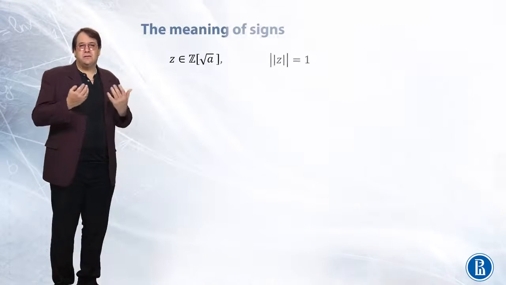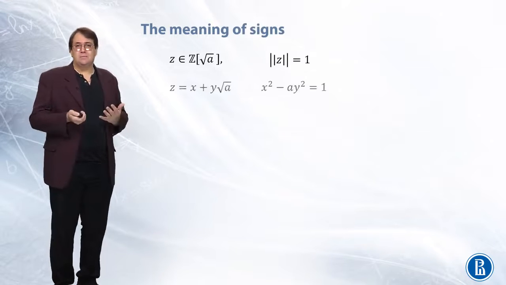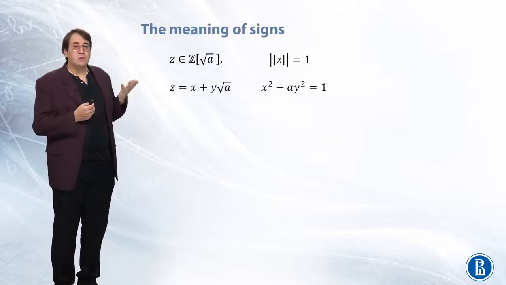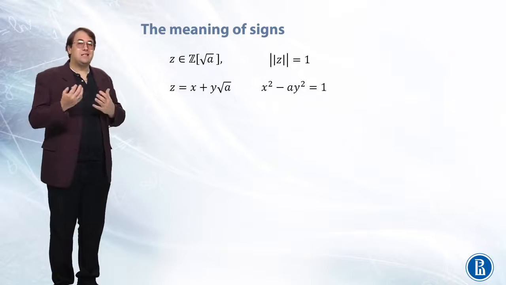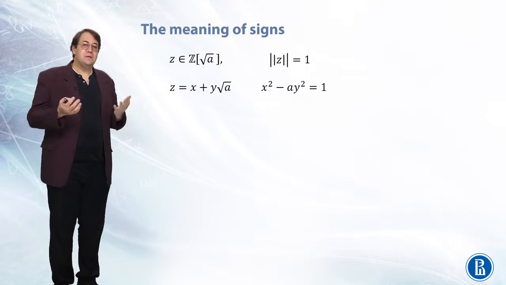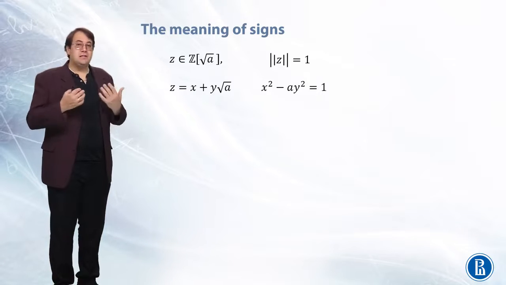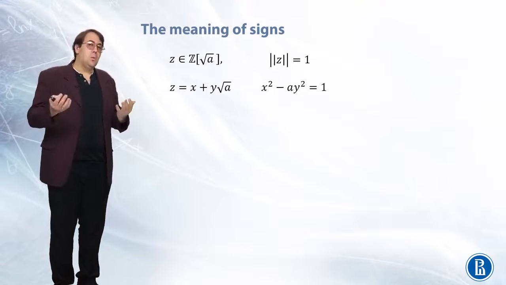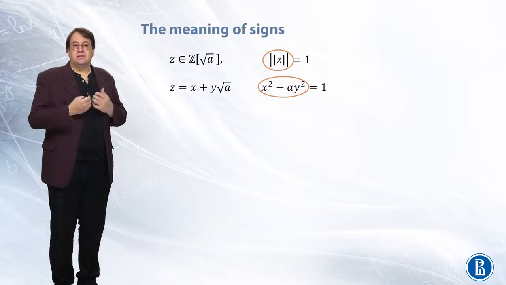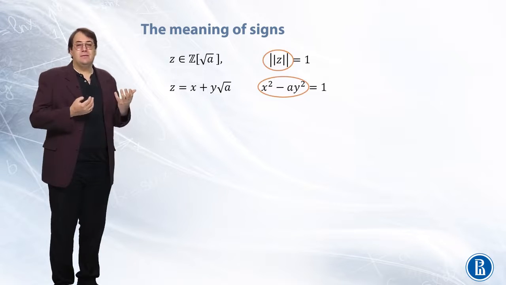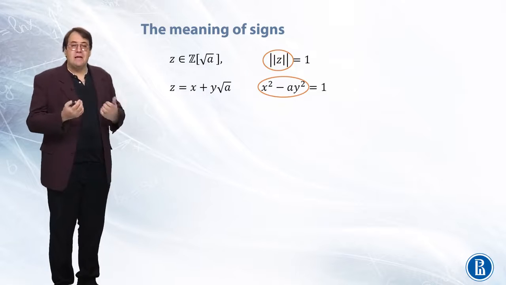Well, let's consider a quadratic irrationality with norm equal to 1. This means that z is equal to x plus y square root of a, and at the same time x squared minus a y squared is equal to 1. This is the famous Pell's equation, where a is a given integer that is not a perfect square, and x and y are unknowns in this equation. Of course, the norm of z and this expression x squared minus a y squared are the same.